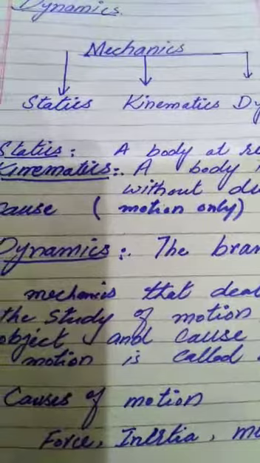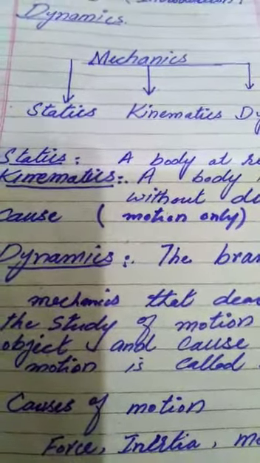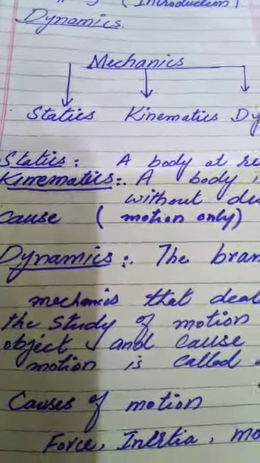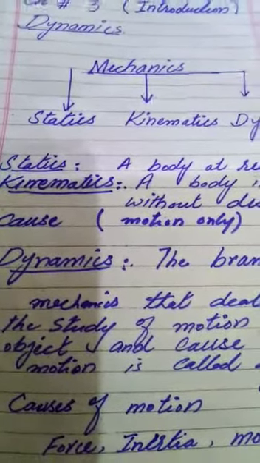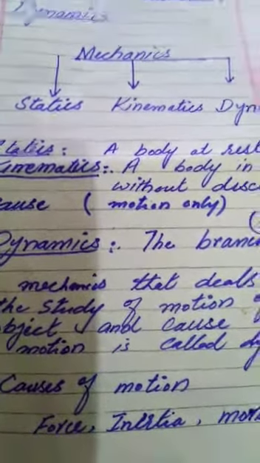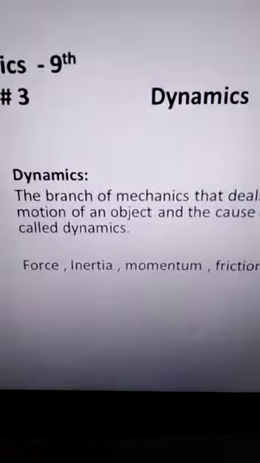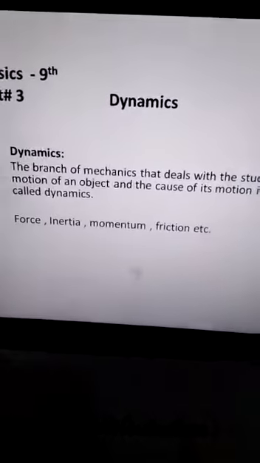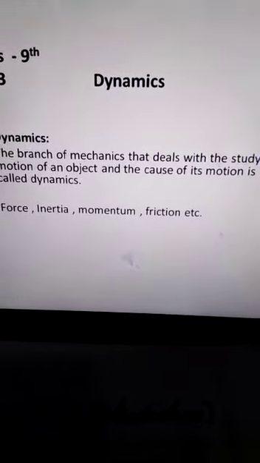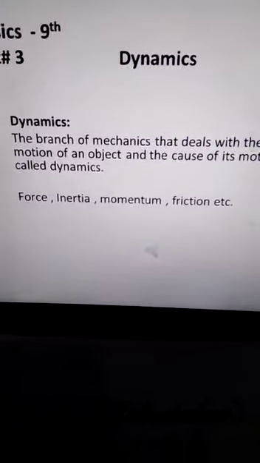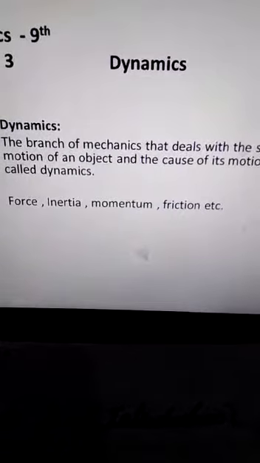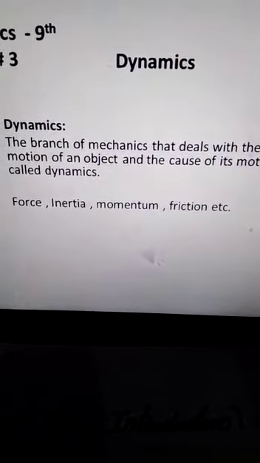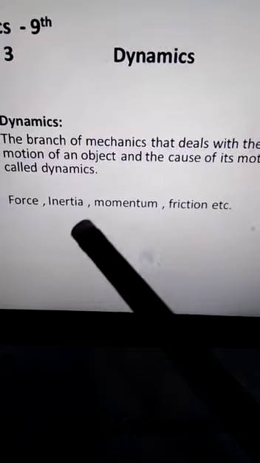Like a car is moving from rest to motion, so what causes its motion, we discuss. So that becomes dynamics. Dynamics is a branch of mechanics that deals with the study of the motion of an object and the causes of its motion. So what are the causes? A few of them are force, inertia, momentum, friction, etc.